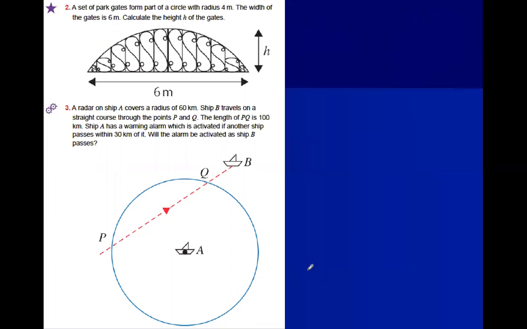So a set of park gates form part of a circle. We've been told that the radius is 4 meters. The width of the gate is 6 meters. Calculate the height of the gates. So what can we use here?